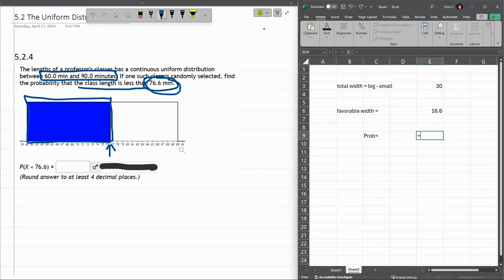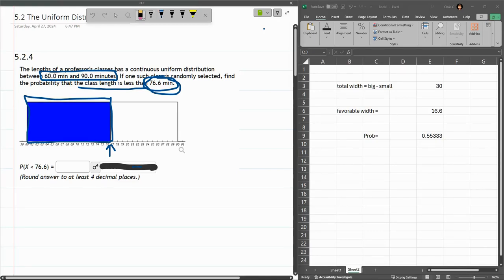And our probability is going to be this favorable width divided by total width, 0.55. All right. At least four decimal places, it says, so just be careful with that.